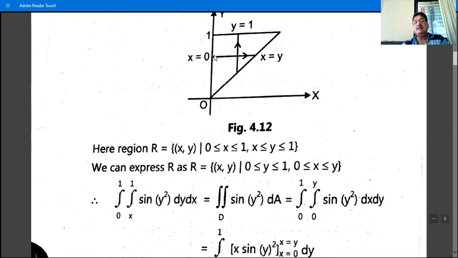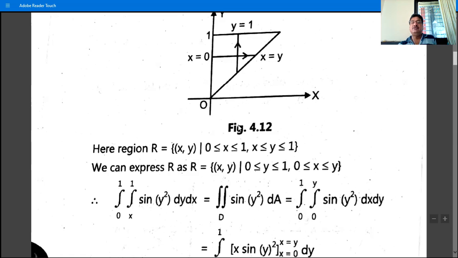And its one end touches the line x equals 0. So the lower limit on x is 0. And the other end of this strip touches the line y equals x, so from this, x equals y. So we have the two values.